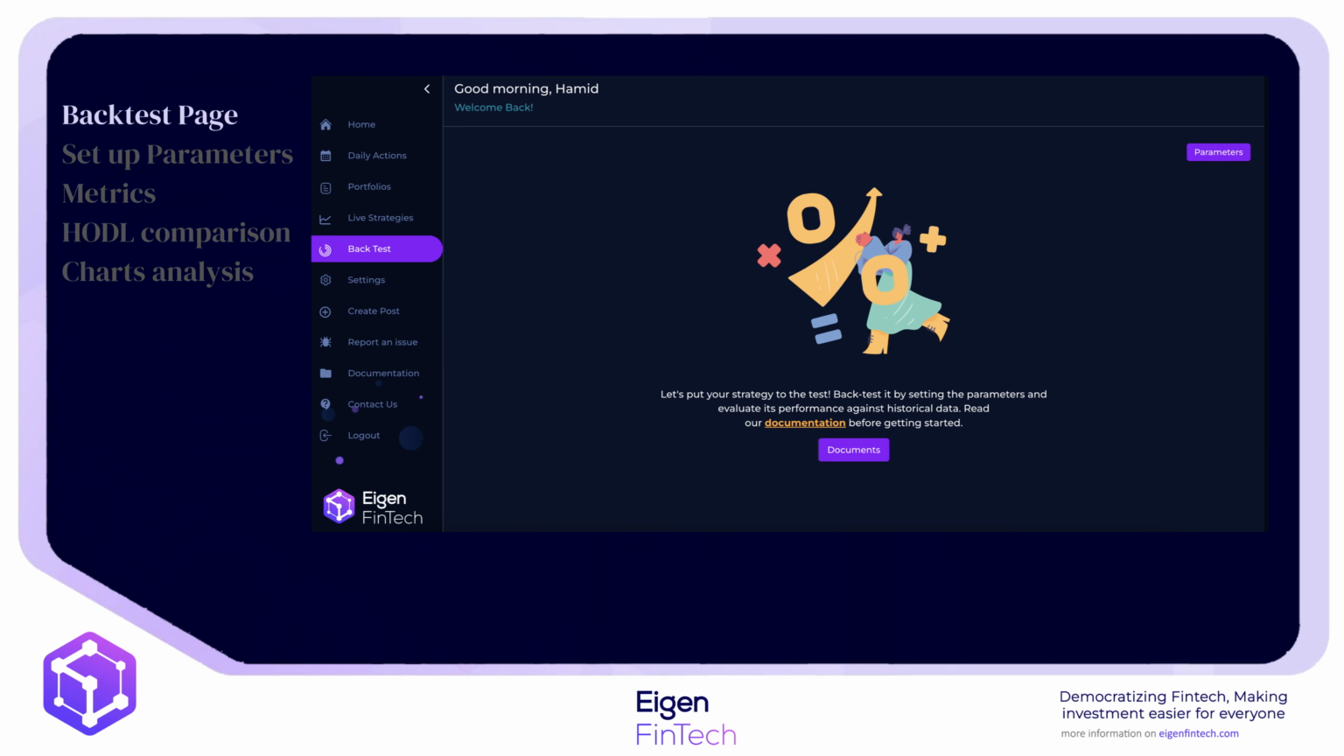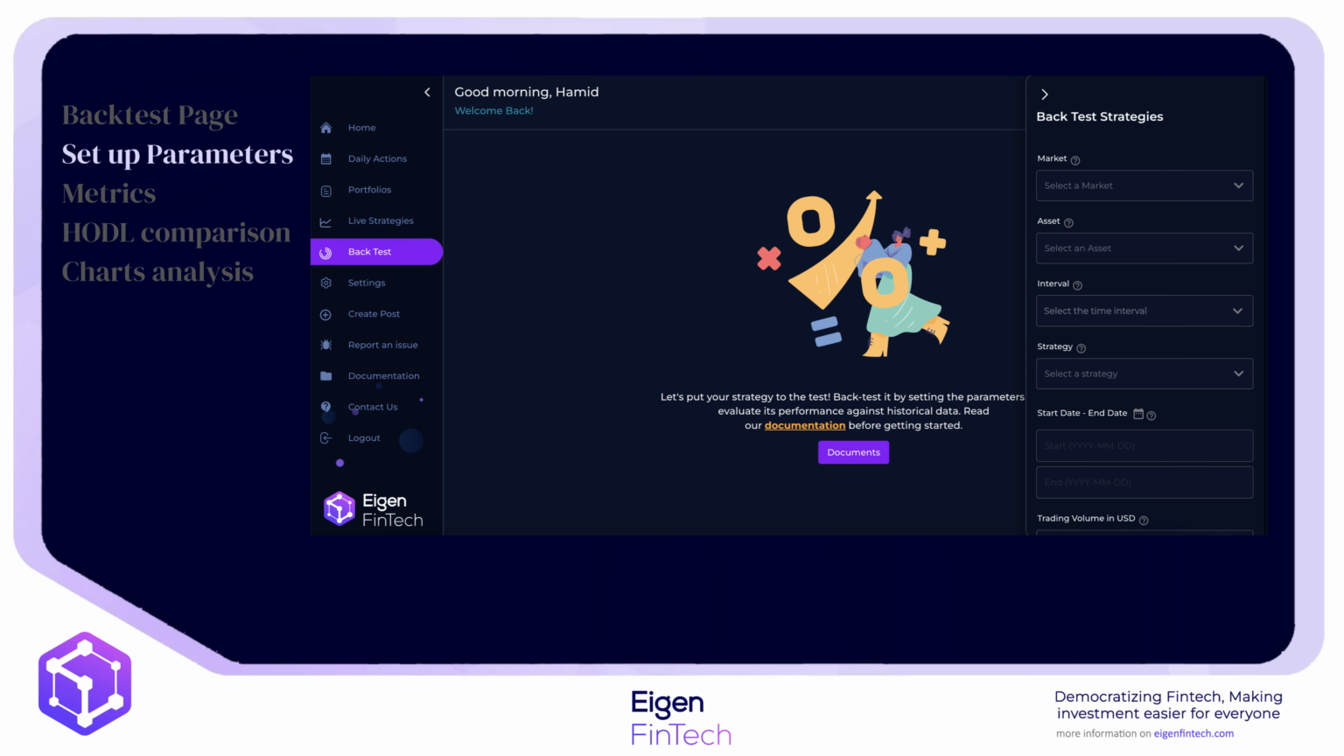This is your strategy testing command center. Think of it like having a market time machine. We'll simulate exactly how your strategy would have performed during any period you choose. Before we dive into setting up your first test, I always recommend taking a quick look at the documentation. It's like checking the instructions before using a powerful new tool. That way, you'll get the most out of every feature.